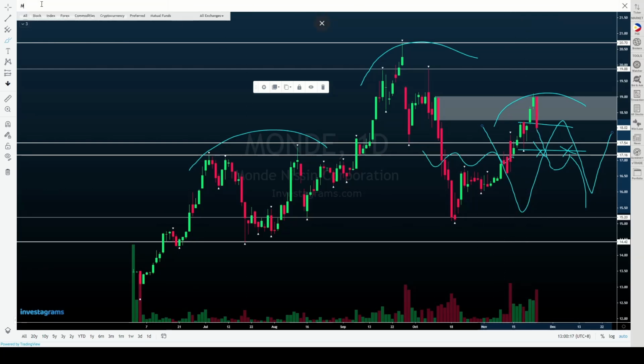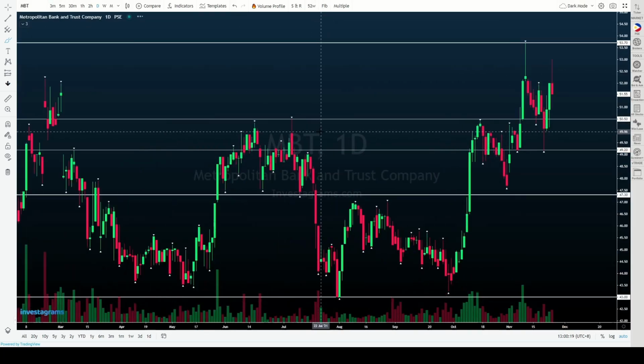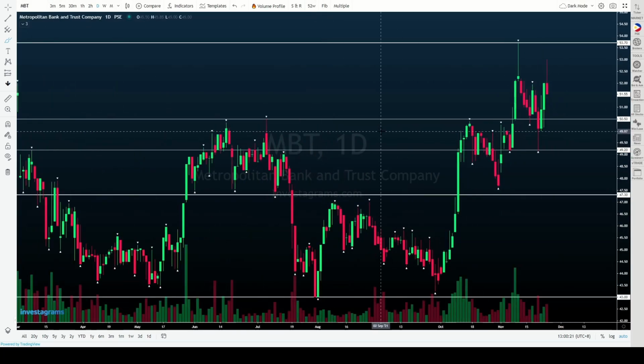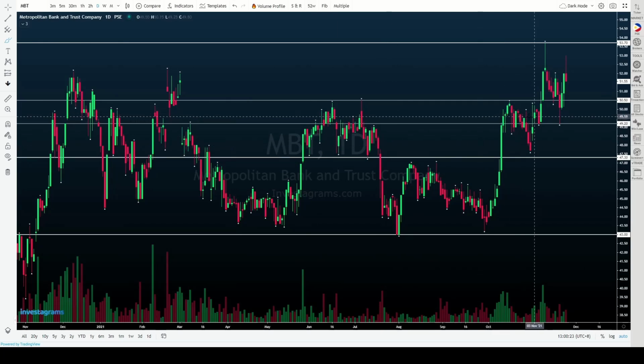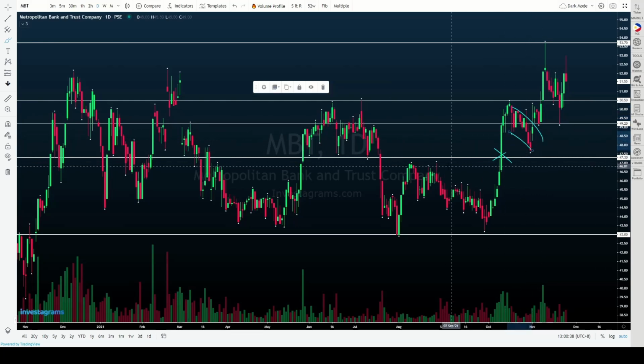Next, let's take a look at MBT. So MBT, I've adjusted the few of my levels to reflect yung mga recent changes in structure, no? So, we broke out of this range here. I think nakwento ko to before. I was talking to some of my students and I was saying na if price was able to pull back dito sa area na to, it would have been interesting. Kaso, kumapos ng konti, tapos tumaas na.